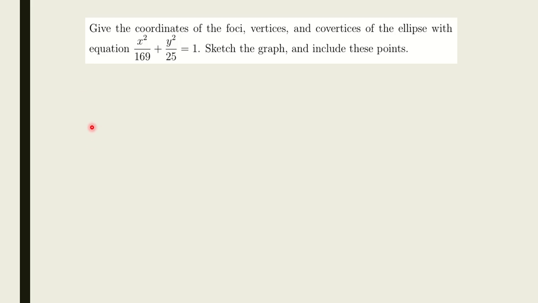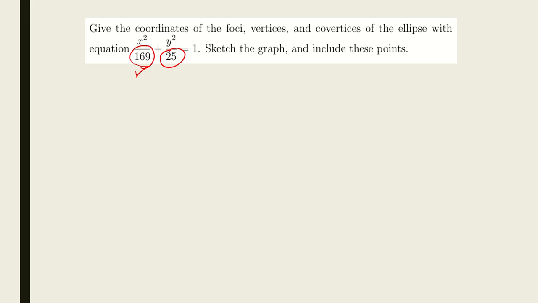Let's try to give the coordinates of the foci, vertices, and co-vertices of the ellipse with equation x squared over 169 plus y squared over 25 is equal to 1. We sketch the graph and include these points. Upon checking our given, we have the denominators 169 and 25. Which one is bigger? Of course, 169 is the bigger value.